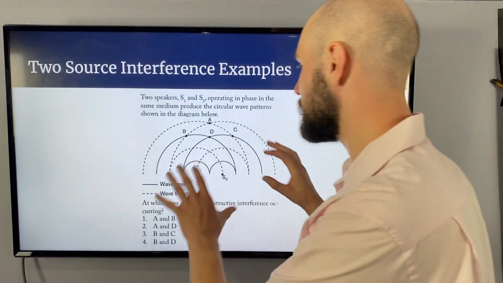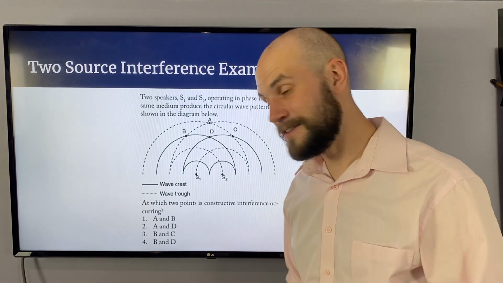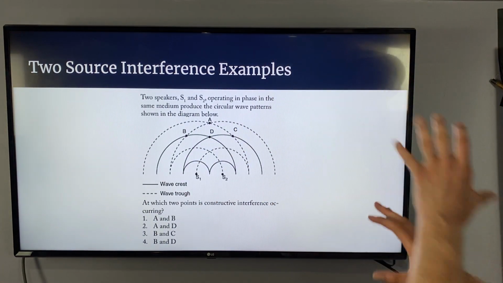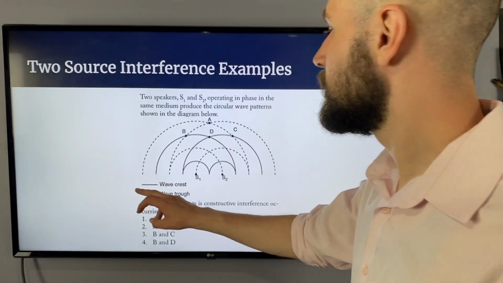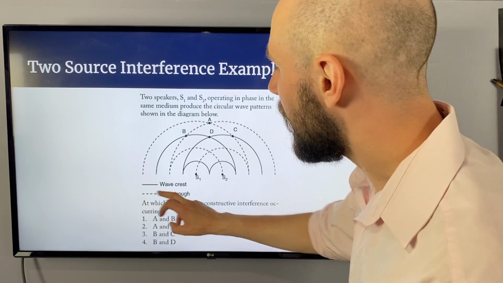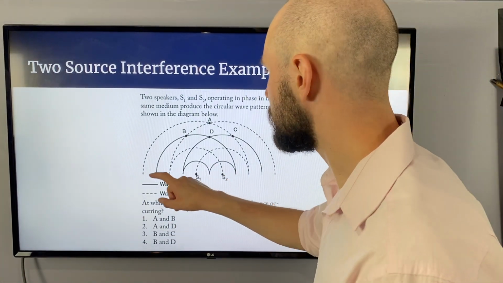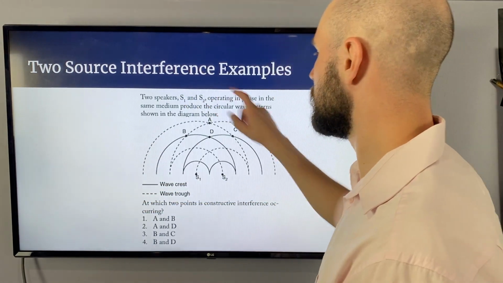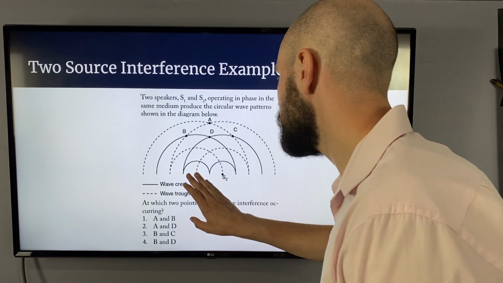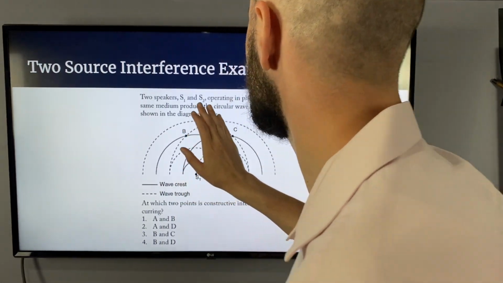Now, based on the diagram, always take a second. I know these diagrams look really complicated at first. Take a step back, look for a key. Look for some way to make sense of this diagram. The bold lines are the crests of the wave. The dotted lines are the troughs of the wave. So this speaker is producing these crests here, and the troughs here, the dotted line. So basically what it looks like coming off speaker 1 is crest, trough, crest, trough.